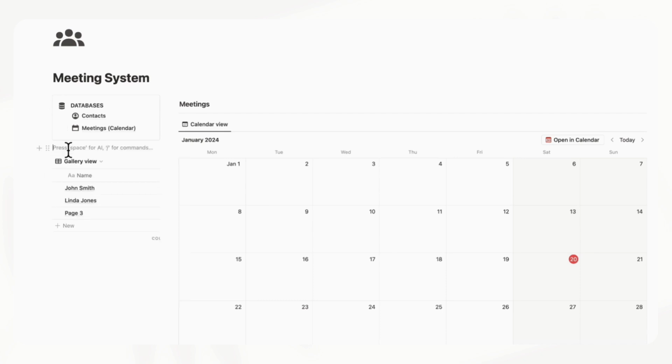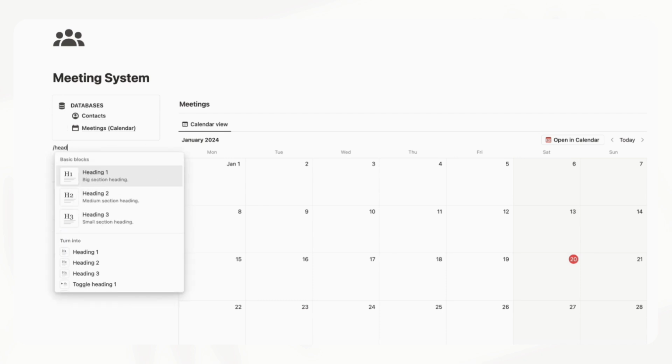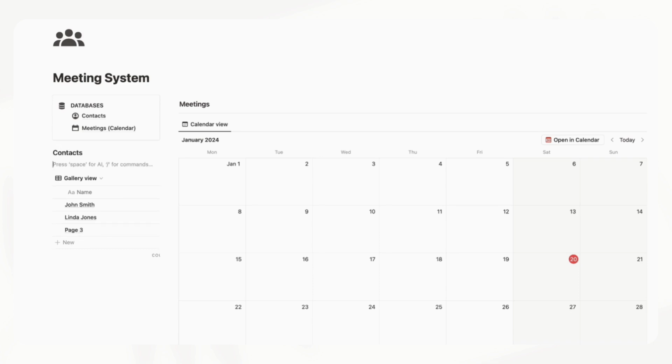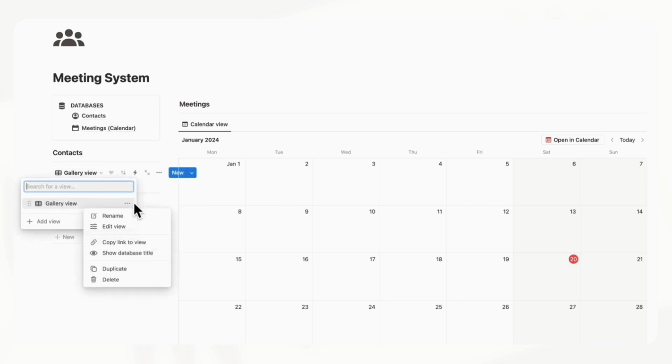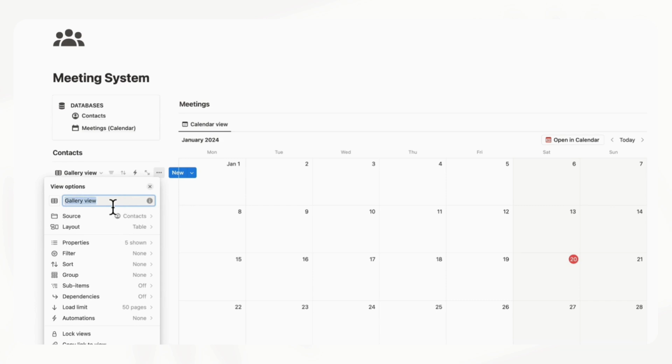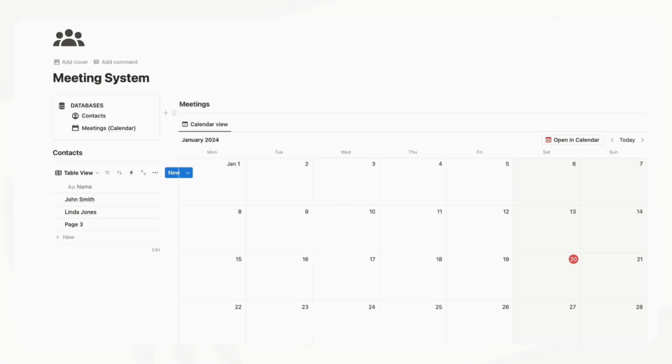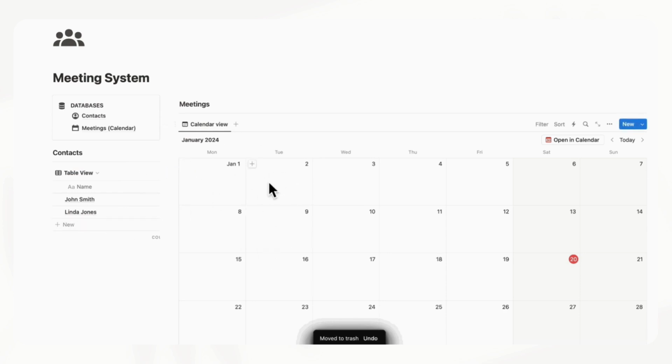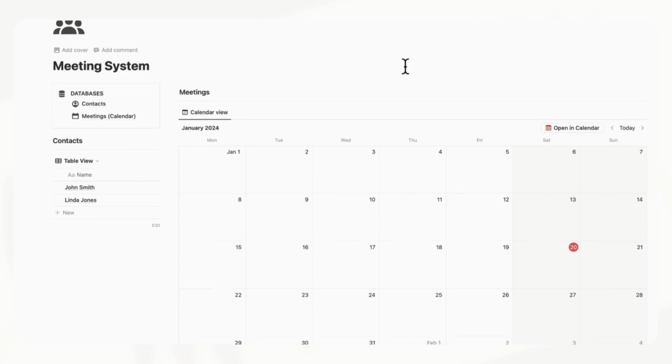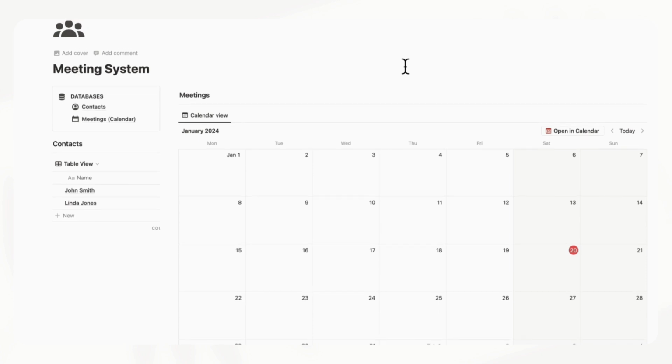And let's go ahead and also do /heading 3 contacts and /divider like this. So now we can see everyone here, and we can even rename this so that it says table view. And now we can see all of your contacts list here. At the moment, we have 2, and our meeting calendar on this side, like this. So the next step is going to be to connect your meetings to your contacts.